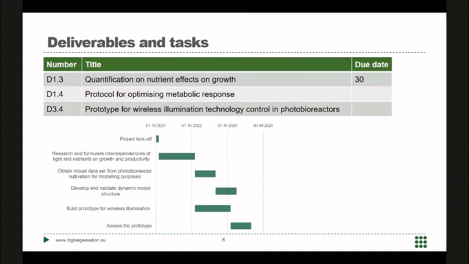So here you can see the deliverables that are due in month 30. Quantification of the nutrient effect on growth, protocol of optimization of metabolic process, and we're also going to contribute to a prototype of wireless illumination technology in photobioreactors. So that means in this specific case, we're going to have floating LEDs in the photobioreactor. So we test that in order to decrease the distance of light, so to have more effective light.